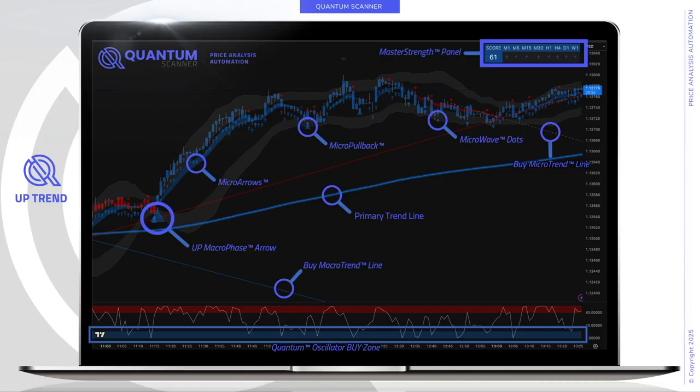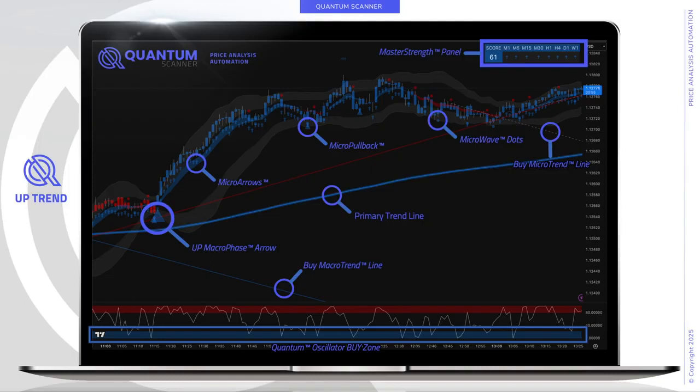In an uptrend, we begin by looking for an upward macro phase arrow. Combined with a blue primary trend line, it indicates that price is moving primarily in the upward direction. The Master Strength panel found in the upper right-hand corner of the screen indicates both the trend direction for each respective time frame as well as a specific and proprietary strength score to indicate the relative strength of the trend.